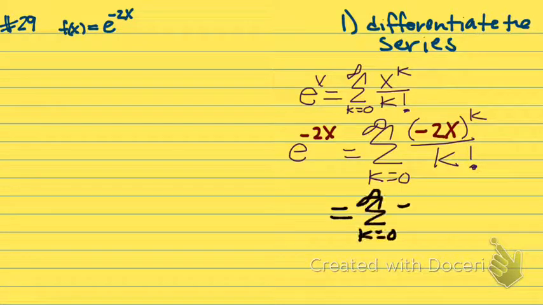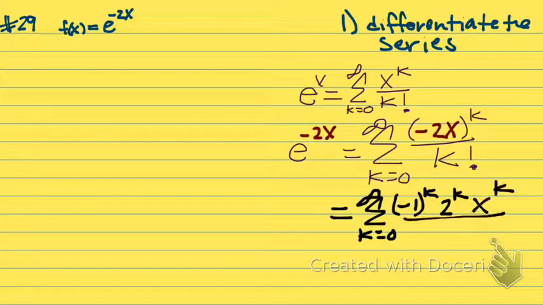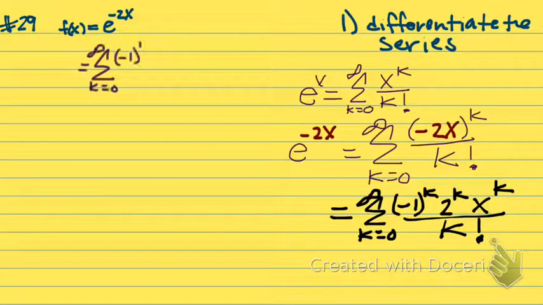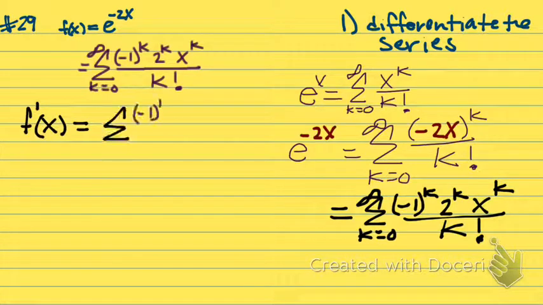A little bit of algebra. That's minus 1 to the k, 2 to the k, x to the k, over k factorial. Yeah, because the k does its thing. So then what? Now I have a series for f of x. All right, that series right there. What do they want? They want the derivative, f prime of x.